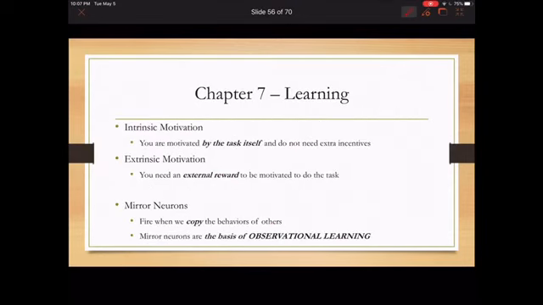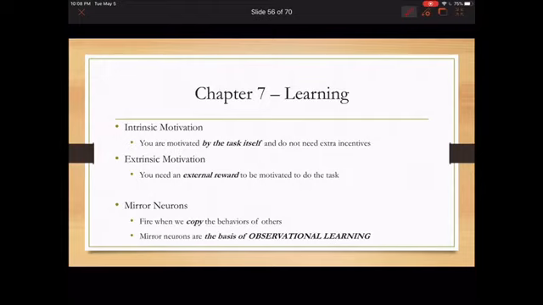Okay. Intrinsic motivation, you're motivated by the task itself. You don't need extra incentives. Extrinsic motivation, you do need an external reward to be motivated to do the task. So, let's take running a marathon as an example. Someone who likes to run is intrinsically motivated to run that marathon. You don't have to convince them to do it. They want to do it because they like to run. But for someone like me who does not like to run, I would need an external reward to be motivated to run a marathon. Someone's got to offer me money or something like that.